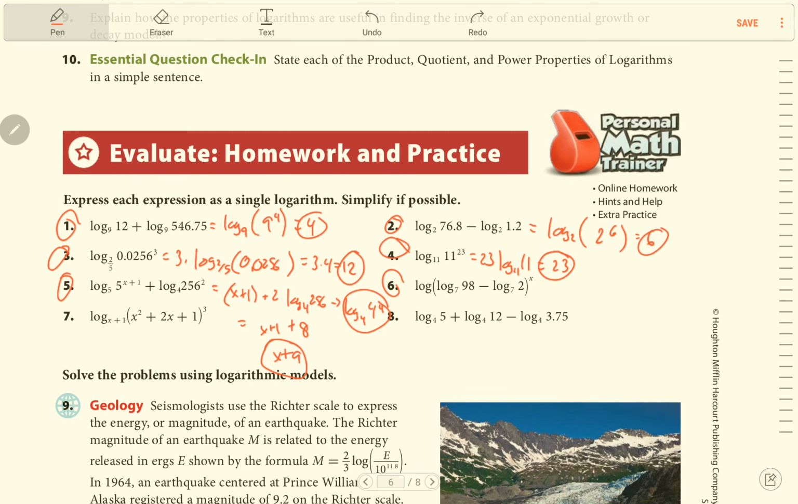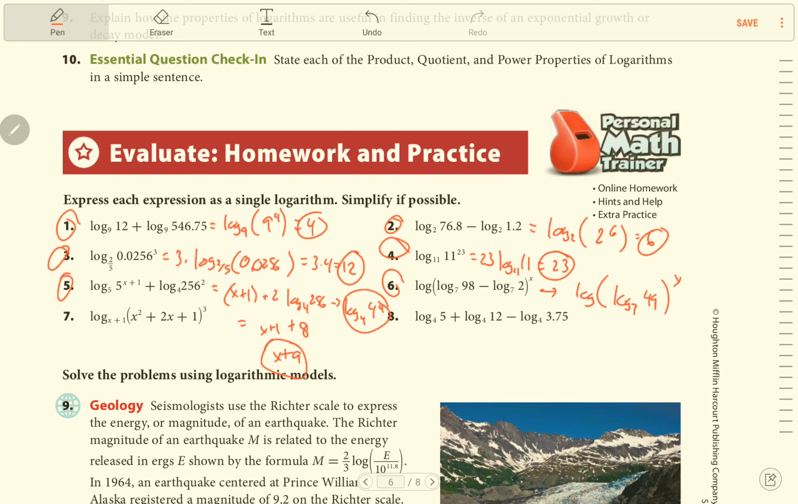Okay. Last one, number 6. All right, I have logarithms inside logarithms here. So follow order of operations, do what's inside the parentheses first. Okay, so I see subtraction, so we're going to divide. So this will become log of log base 7. Now 98 divided by 2 is 49. And then that's to the x.